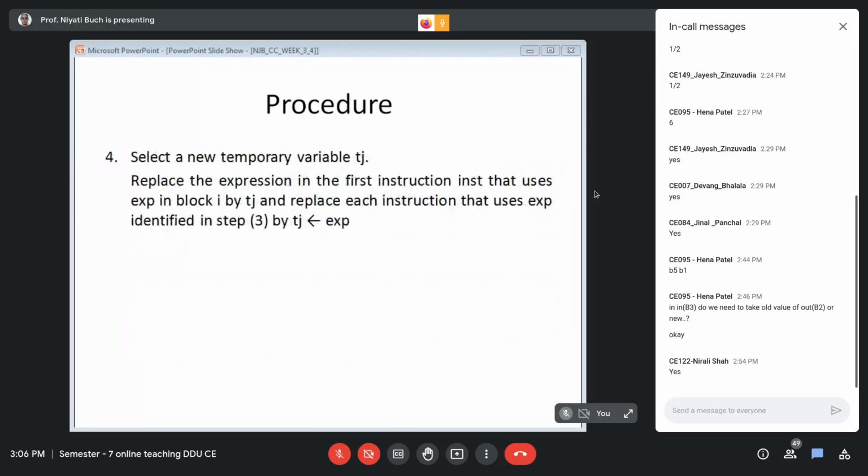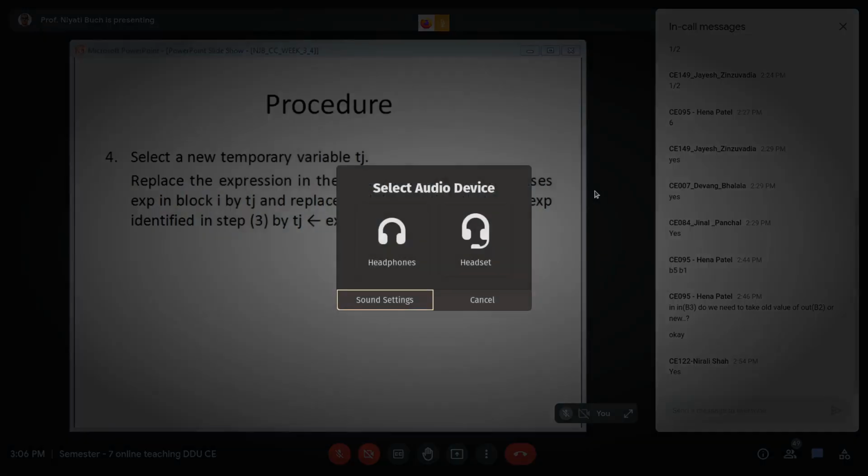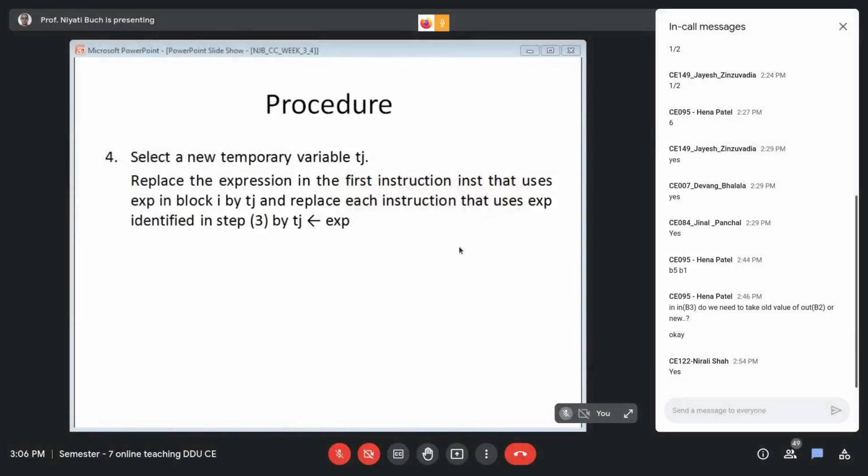Now we have to take a temporary. We have identified that it is a common expression, so we will store its value into some temporary, and then in all the further places where we had seen it, we will just use that temporary variable, t j. It will change every time we create a new temporary variable. So the same thing that we had done for local, we are applying to the entire flow graph. I hope this procedure is understood.